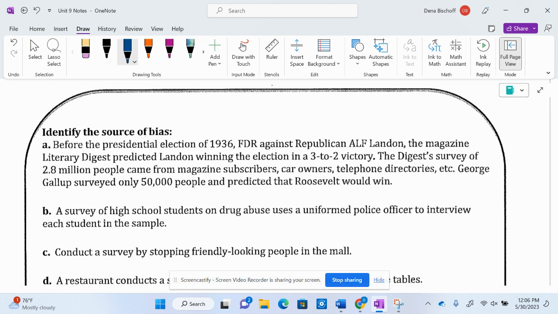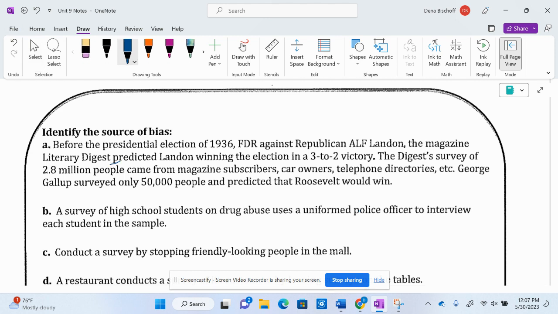So, question A: before the presidential election of 1936, FDR ran against a Republican, Alf Landon, and the magazine Literary Digest predicted Landon winning the election 3-2. The Digest survey was of 2.8 million people, and it came from the magazine subscribers, car owners, telephone directories, etc. George Gallup surveyed 50,000 people and predicted that Roosevelt would win. So, what is the bias?